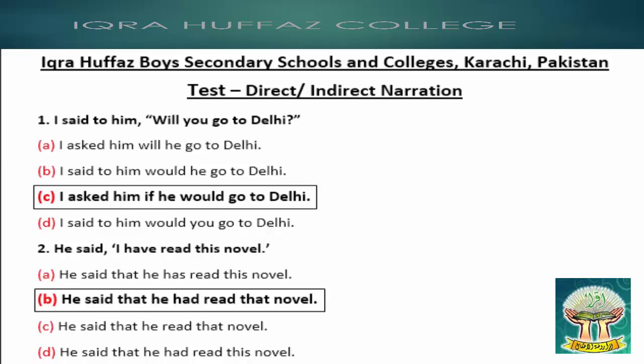Sentence number 2. He says, I have read this novel. You can see the reported speech is given in present perfect. So whenever we convert a direct sentence into an indirect sentence, we change the tense from present perfect to past perfect. And you can see option number B is the only correct option out of these 4.